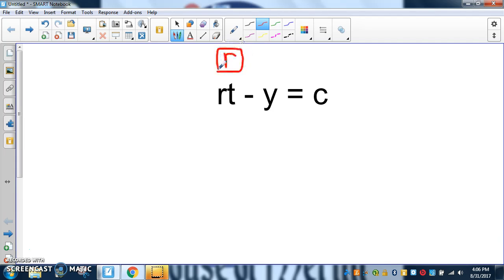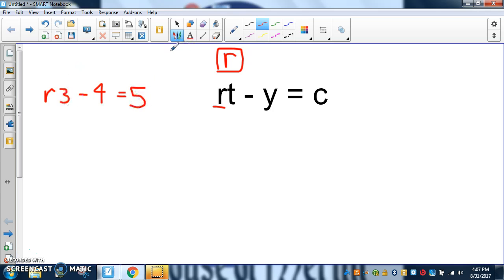Again, the idea here is we're going to treat any variable that's not r, in other words t and y and c, as if they're numbers. So if you ever get stuck as to what to do or when to do it, I encourage you to replace all the other variables with numbers. For example, let's call t 3, y 4, and c 5. I'm literally just picking random numbers.